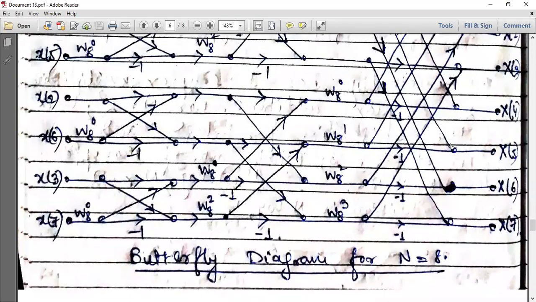So likewise, we have done the butterfly for n equal to 8. In the next class, I'll be explaining a problem using decimation in time, and I will be showing you the bit reversal process and the comparison between the DFT and FFT algorithms.